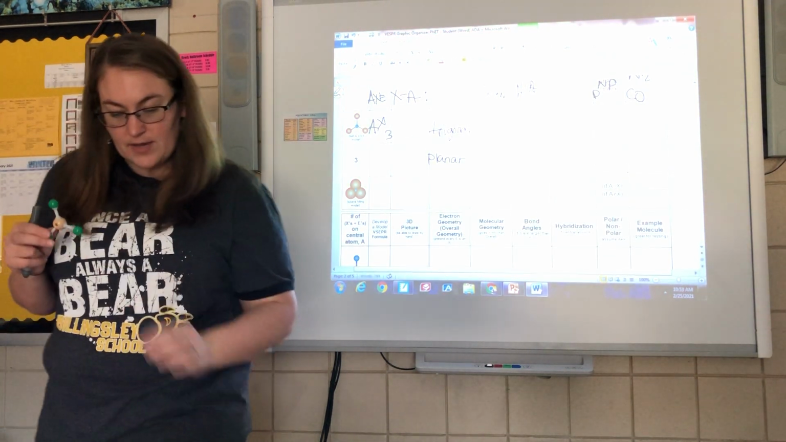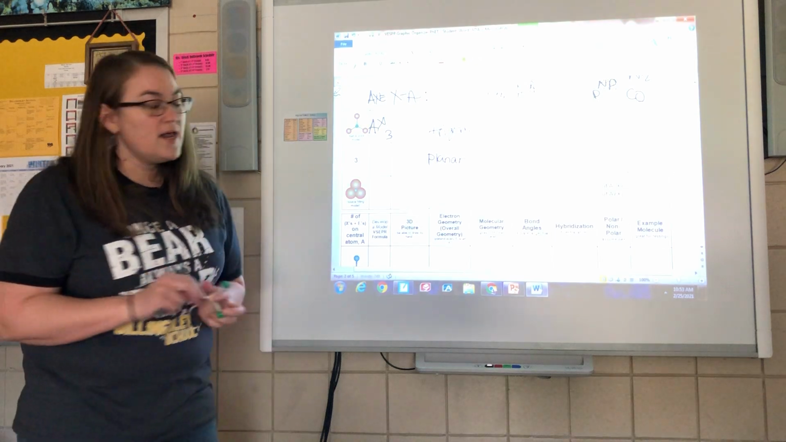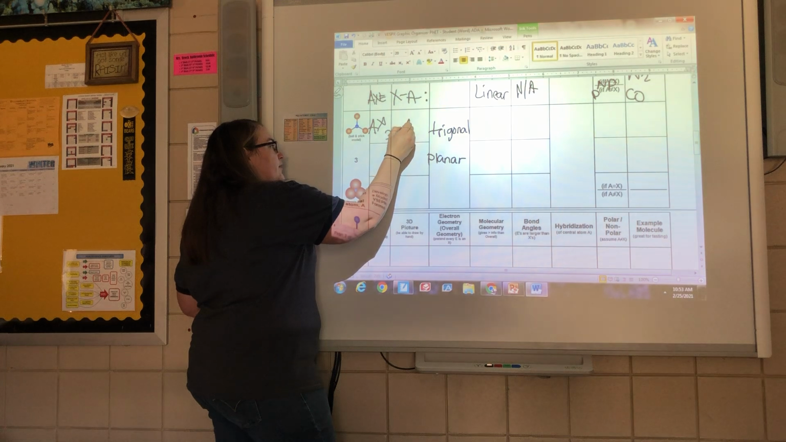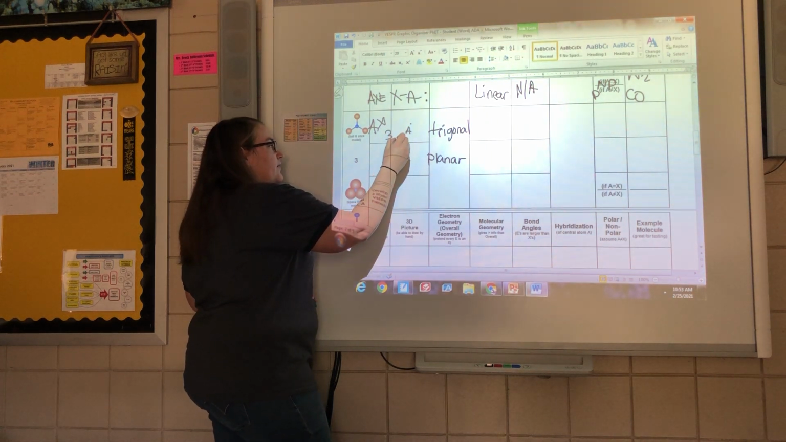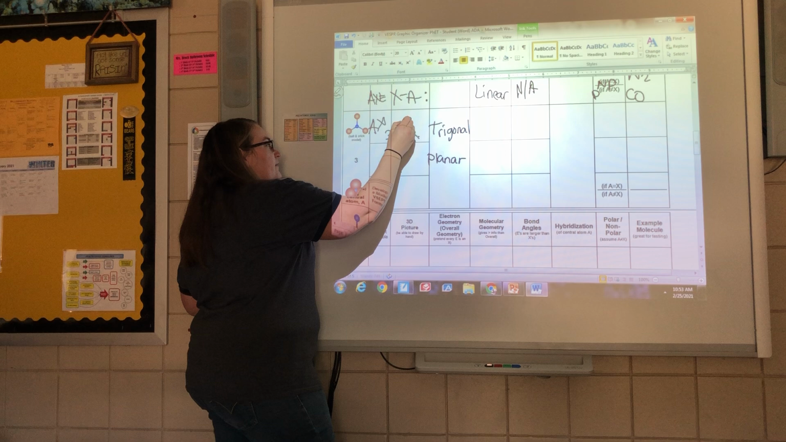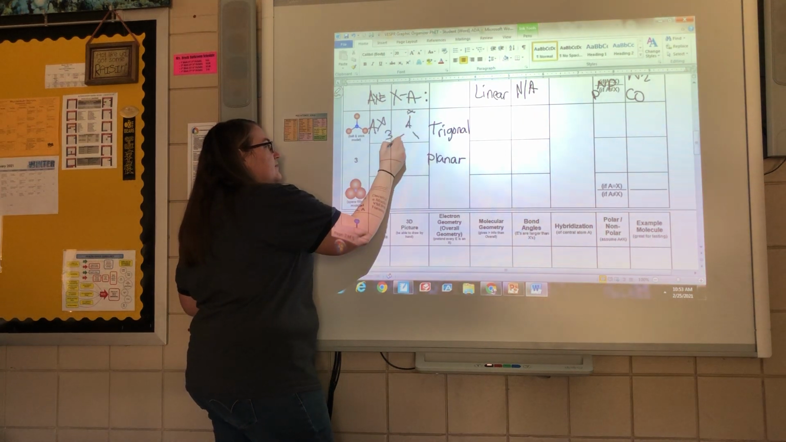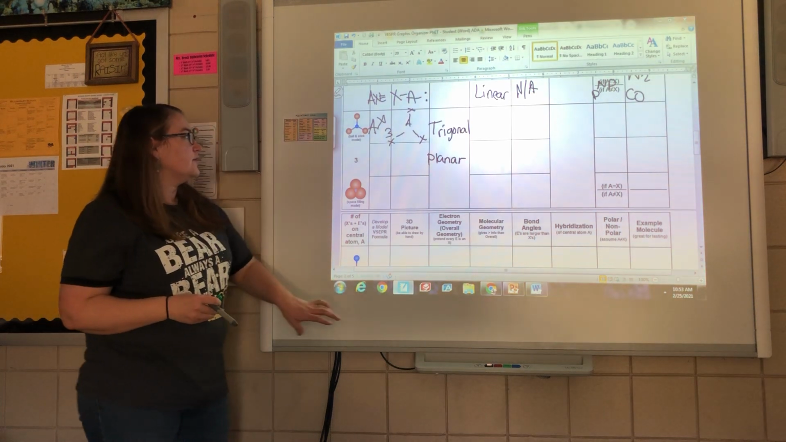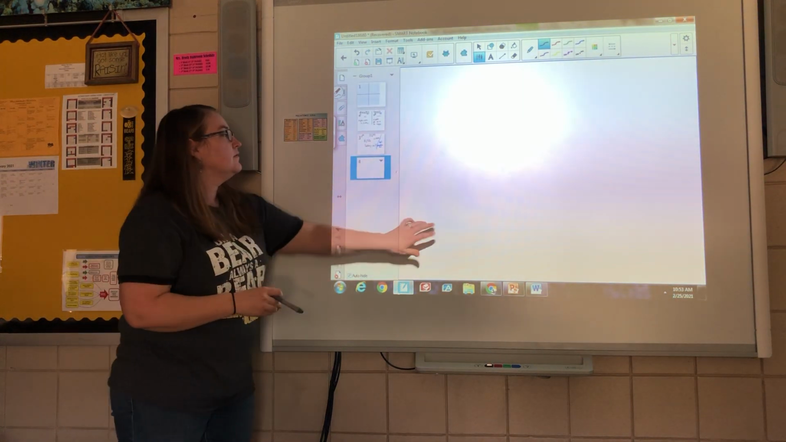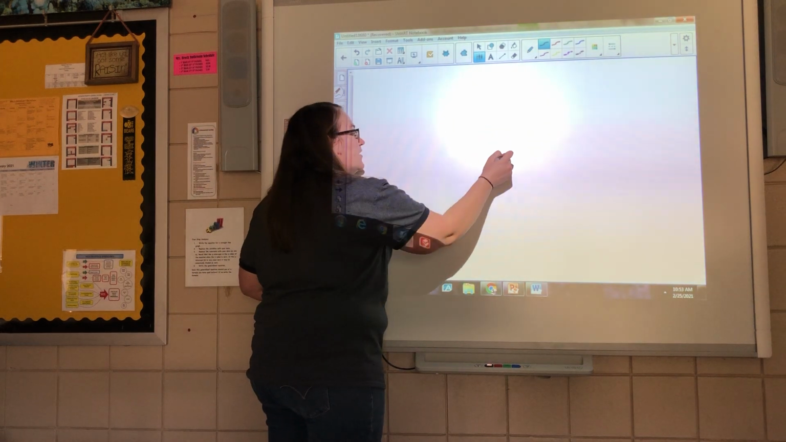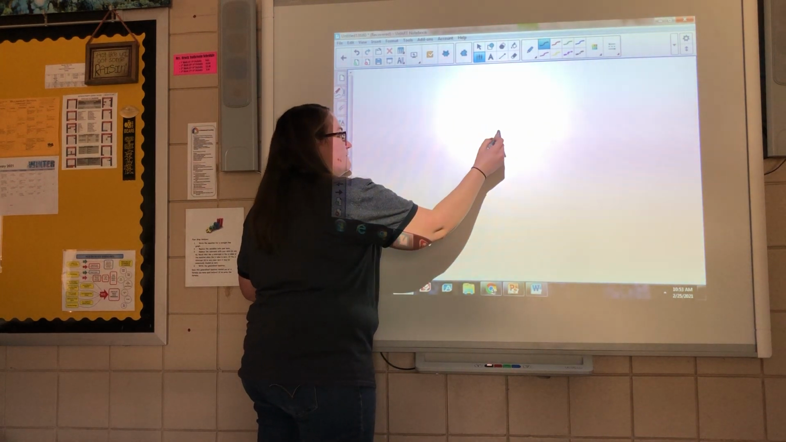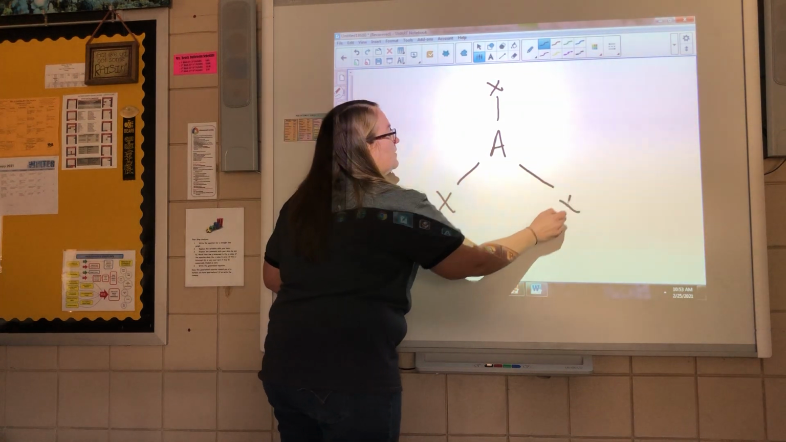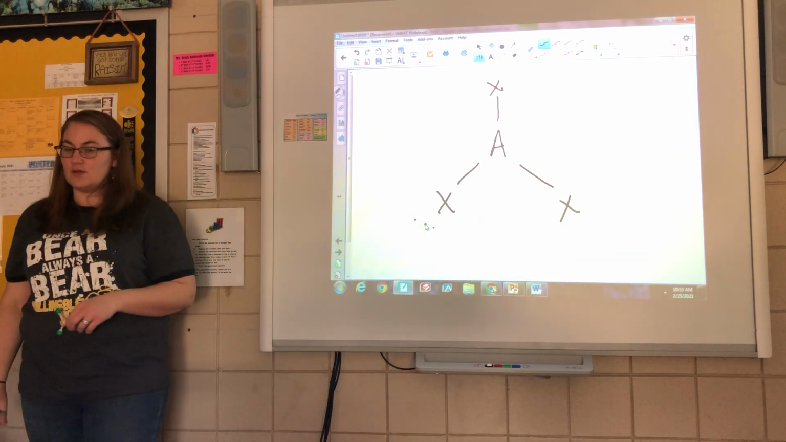And so if we draw it, you're going to have your A in the middle here. Oh, this is going to be hard right here. A, and then you have X. Let me draw that in the notebook here. So your shape there is going to be A, X, X, X. There you are looking at your shape.